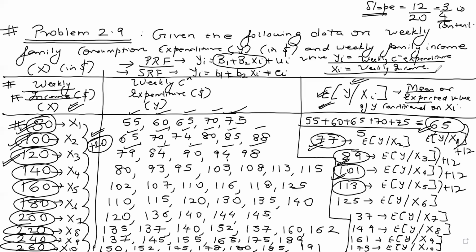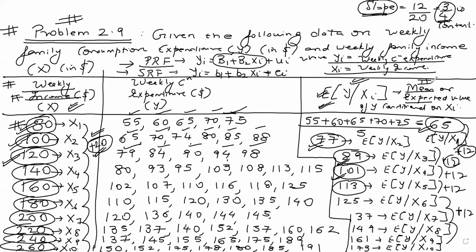Okay, and if you draw the scatter plot, which is part F for problem 2.9, is the population regression function linear or non-linear? You can clearly see that it's linear because your slope is a constant, which is equal to 3 by 4. For every $20 increase in your income, your expected or mean weekly consumption expenditure increases by $12 every time. So I can say that my slope is a constant, which means my PRF is linear. My scatter plot is linear.